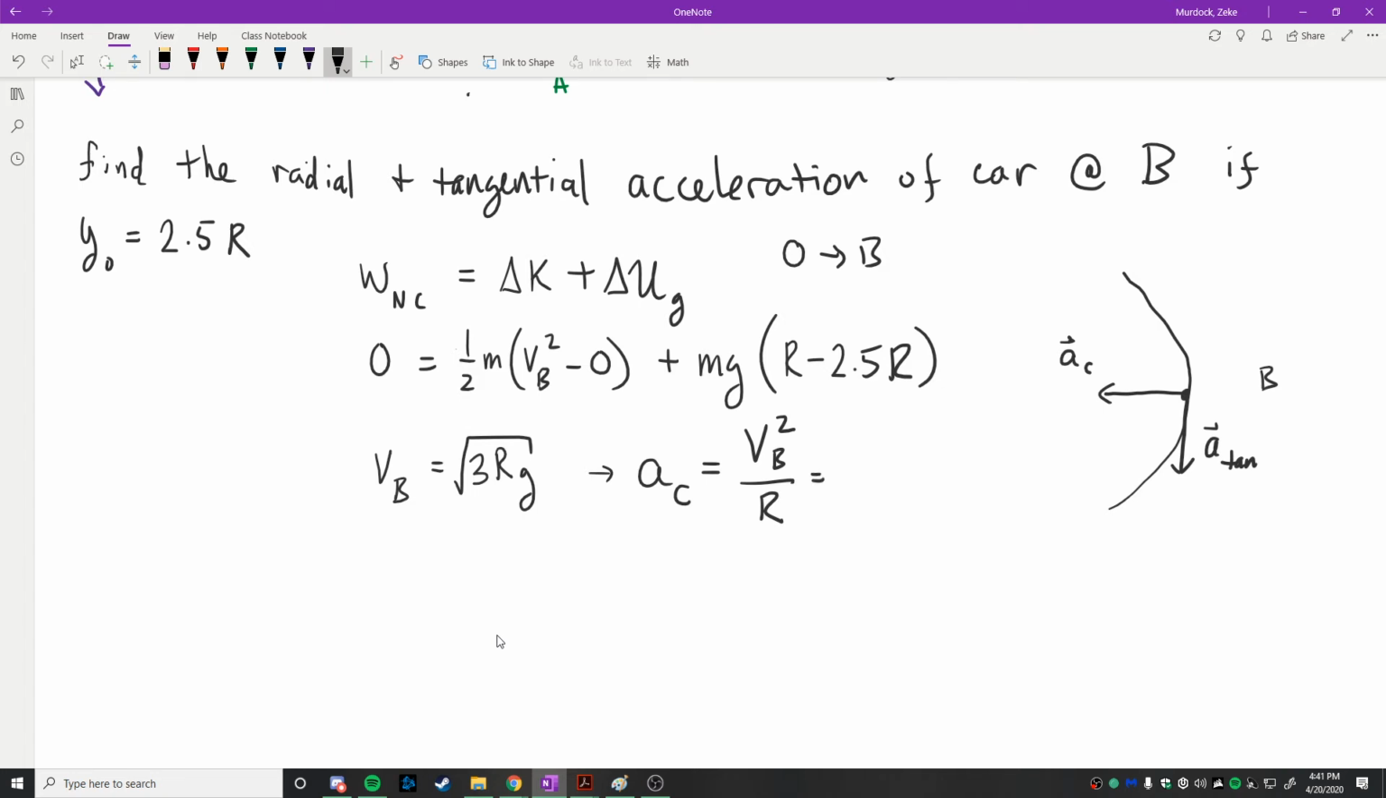So in this case, that's going to be equal to, this thing squared is going to be 3rg, so I think you're going to get 3g. That's the centripetal acceleration.